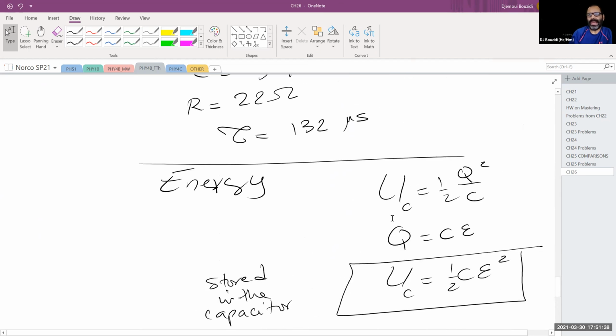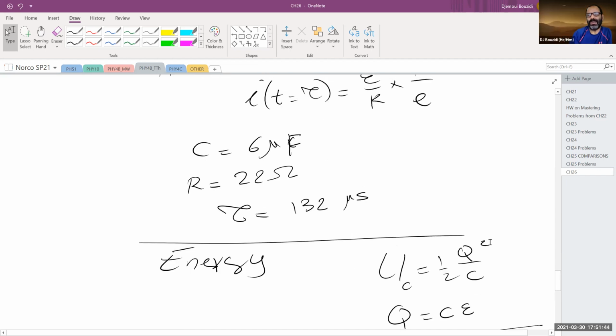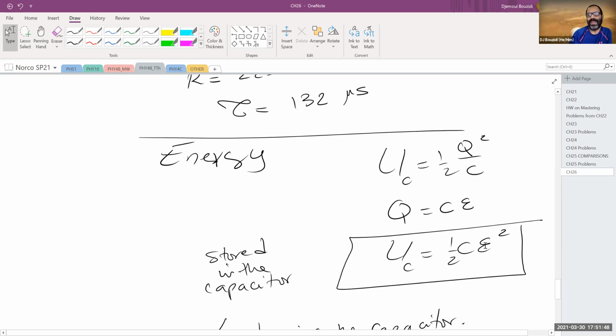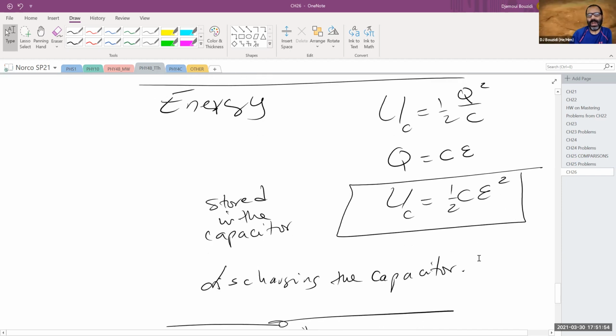So the question that we asked last time is the energy issue, and we need to answer that question. If I wait a long time, the charge that is going to be stored is C epsilon, and then if I divide that by 2C, the C squared cancels the C, and I will be left with C epsilon squared divided by 2. So this is how much energy is stored in the capacitor. And I asked last time, and I think you guys answered it, where did this energy come from?